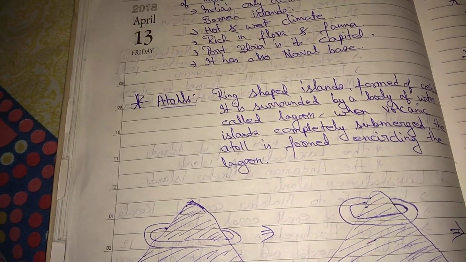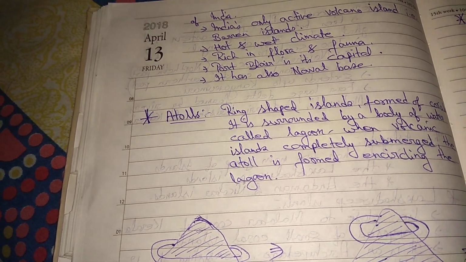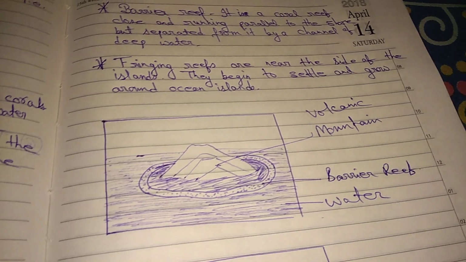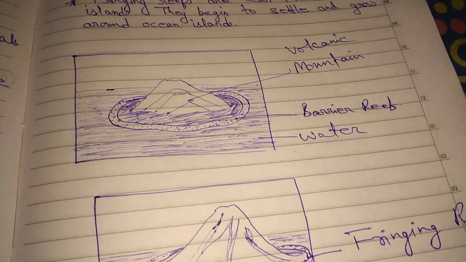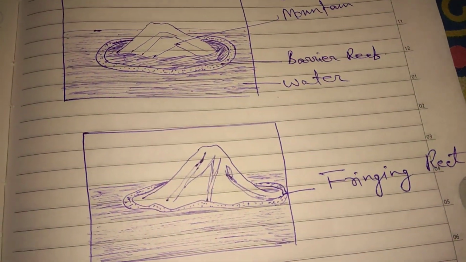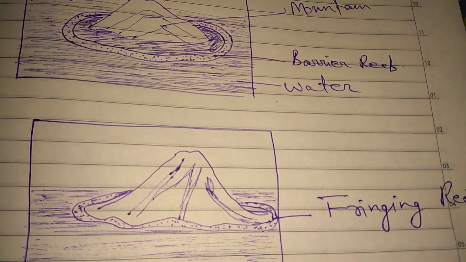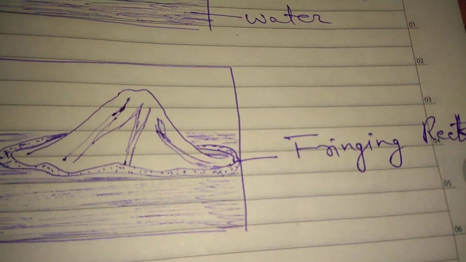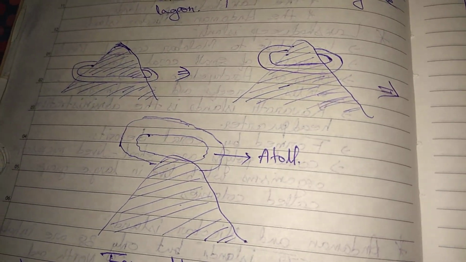Now students, we go back to our 3 terms, that is atolls, fringing reef, and barrier reefs. Before starting with atolls, first we should see fringing reef, then barrier reef, and then atolls. Fringing reef is the first part in the formation of an atoll.